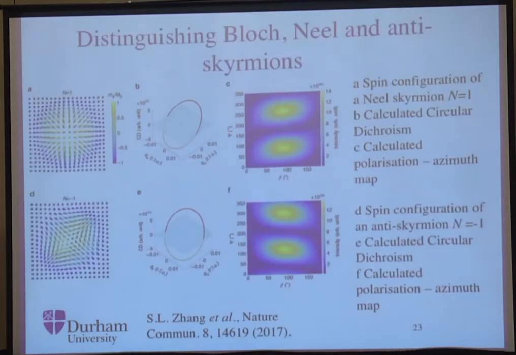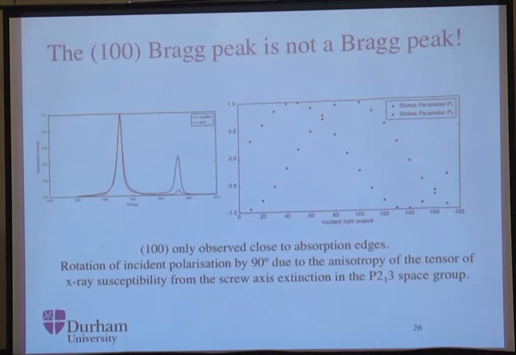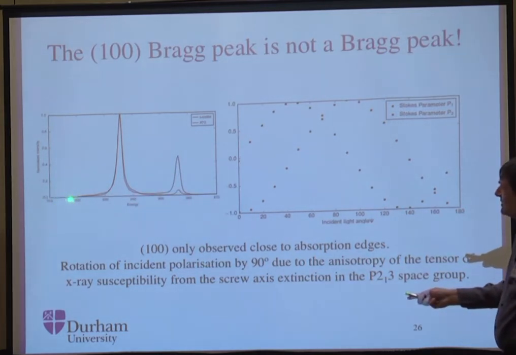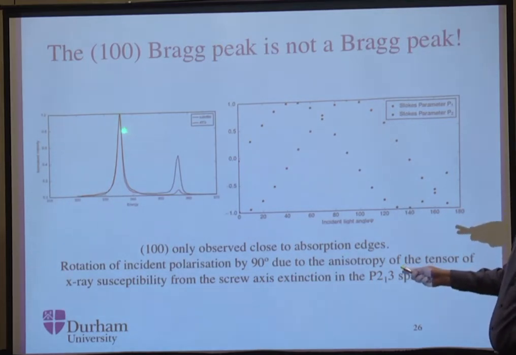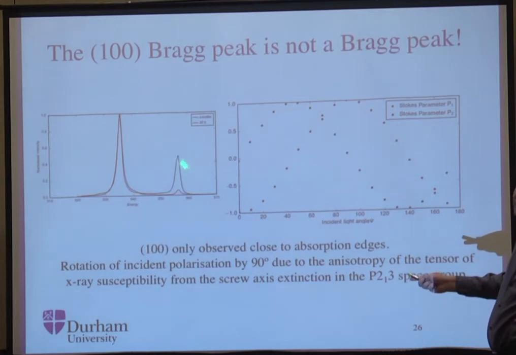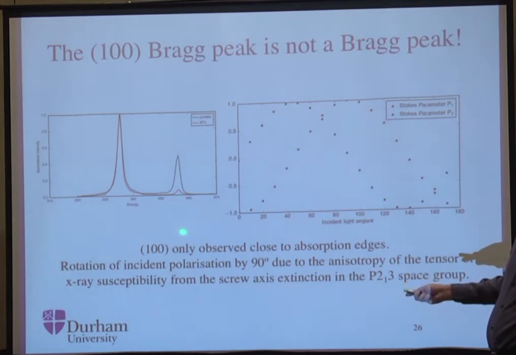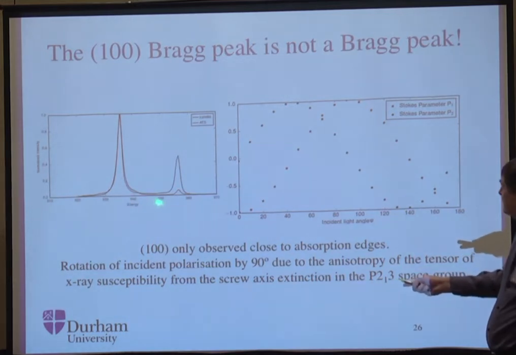And so when we measured the intensity of the 100 Bragg peak, you find that at most energies or wavelengths, the scattering is 0. It just comes up enormously at the L3 and also at the L2. And indeed, the satellites also have 0 intensity at any normal wavelengths.